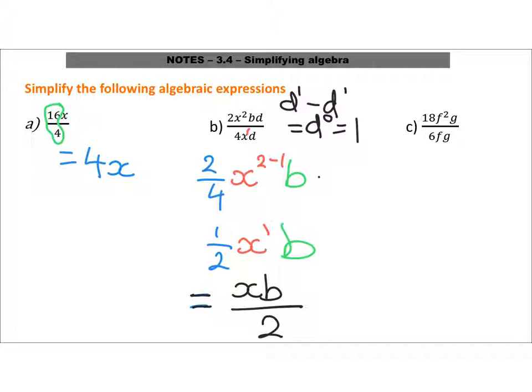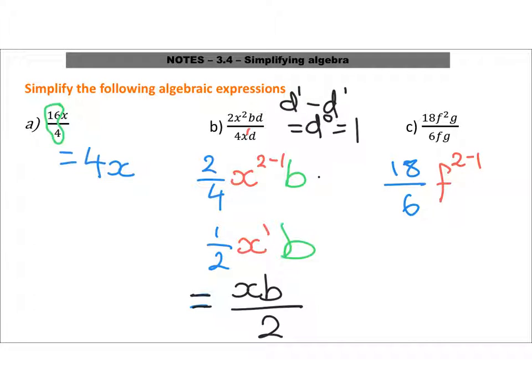Okay, and our final question here. So we're going to treat it in exactly the same way. Numbers first, and I'll write it out. 18 divided by 6. Then I'm going to look at my f's. F to the power of 2, subtract what's on that denominator, which is just f, or f to the power of 1. And then I've got my g on the end.